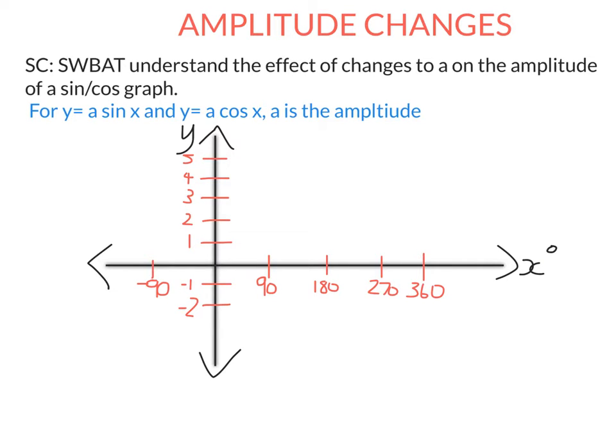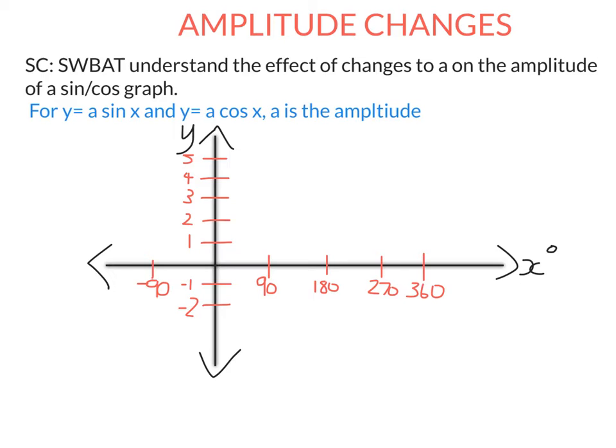Thank you so much for tuning into this video in which we will look at the effect of changes to a on the amplitude of a sine and cos graph. We defined what amplitude means in a previous video. Remember, it's the distance from the mean position to the maximum or the minimum. So if I have an equation of the form y equals a sine x or y equals a cos x, this number a in front of the cos or sine is the amplitude.